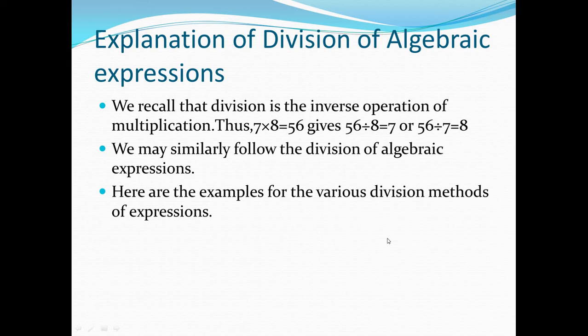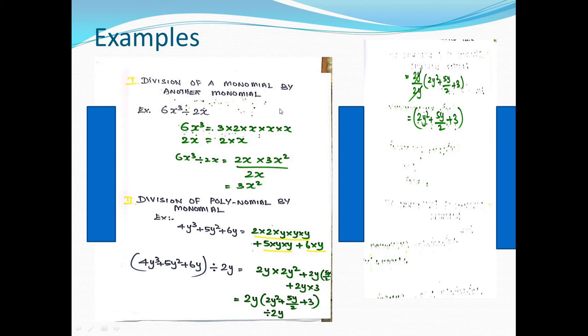Here are the examples for various division methods of the expressions. See, the first one is division of a monomial by another monomial: 6x cube divided by 2x. So, first we will factorize. 6x cube can be factorized into 3 multiplied by 2 multiplied by x multiplied by x multiplied by x. Then 2x can be factorized as 2 multiplied by x. 6x cube divided by 2x can be written as 2x multiplied by 3x square, over 2x.